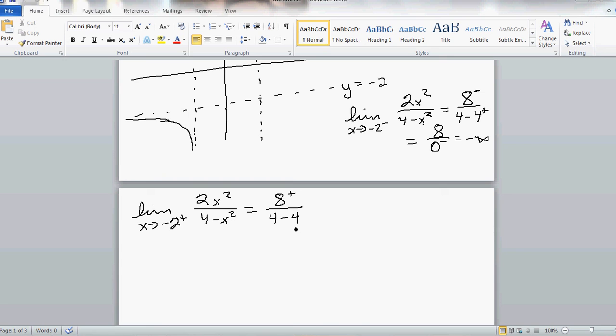And let's see, this time -2 from the right will be -1.99, so it's going to be slightly less than 4. And so this becomes 8 over, okay, 4 minus 4 is 0, but this isn't quite 4, so 4 minus almost 4 is slightly bigger than 0, which is positive infinity. Which means up here, and my graph is missing, but eventually when x is approaching -2 from the right, it's going to go up to infinity.